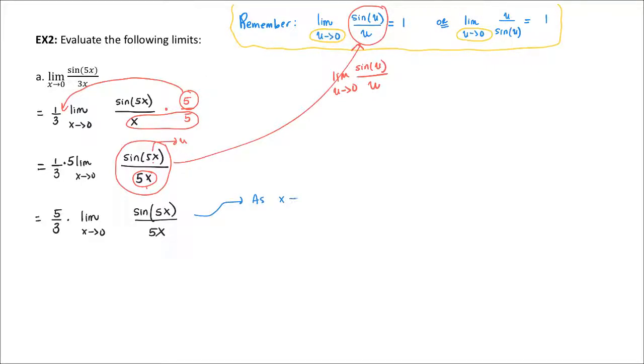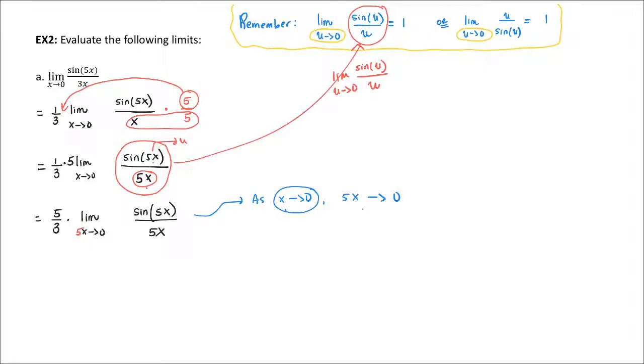As x approaches 0, think about it. What is 5x approaching? If x is going to 0, imagine you're multiplying 5 times 0.001, 5 times 0.000001, 5 times 0.0000001. 5x is also approaching 0. So if x is approaching 0, 5x is approaching 0. So you know what? There is no harm if I quickly change this to 5x.